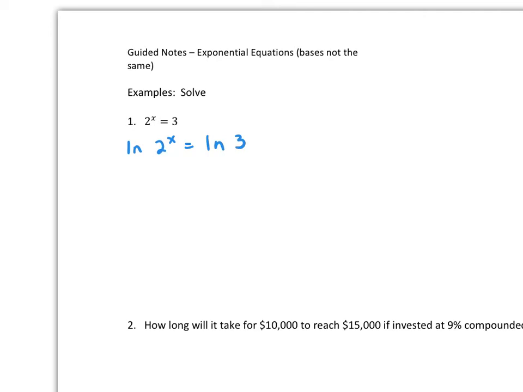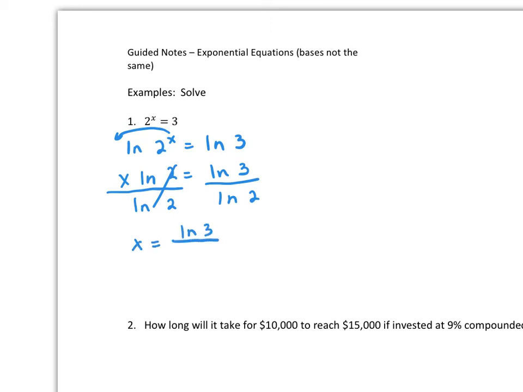Now use that property. I'm solving for x. That x needs to be down here with everything else. And sure enough, you can rewrite that as x times ln of 2 equals ln of 3. And now divide both sides by ln of 2. Those cancel, you're left with x equals ln of 3 over ln of 2.